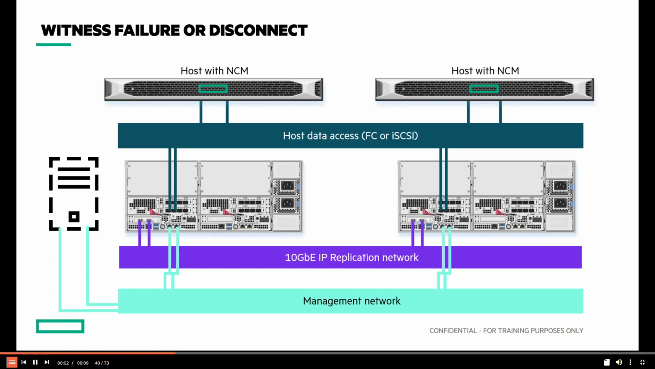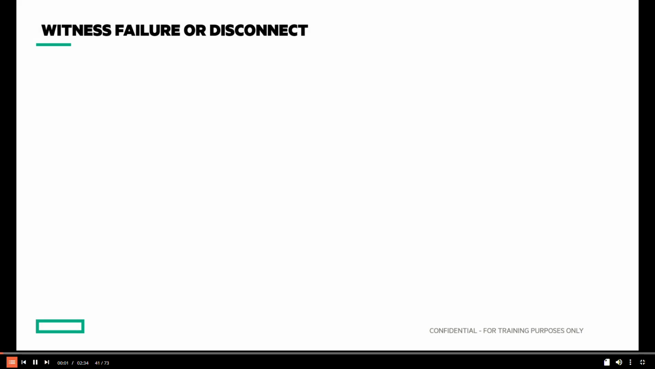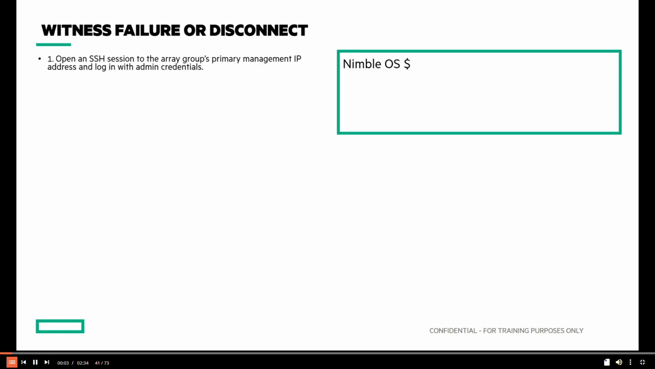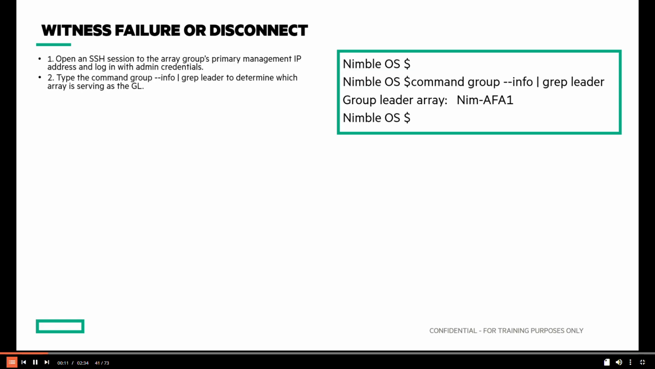This test will perform the steps necessary to validate the failure or disconnection of the witness. Open an SSH session to the array group's primary management IP address and log in with the admin credentials. Type the command group --info | grep leader to determine which array is serving as the group leader.